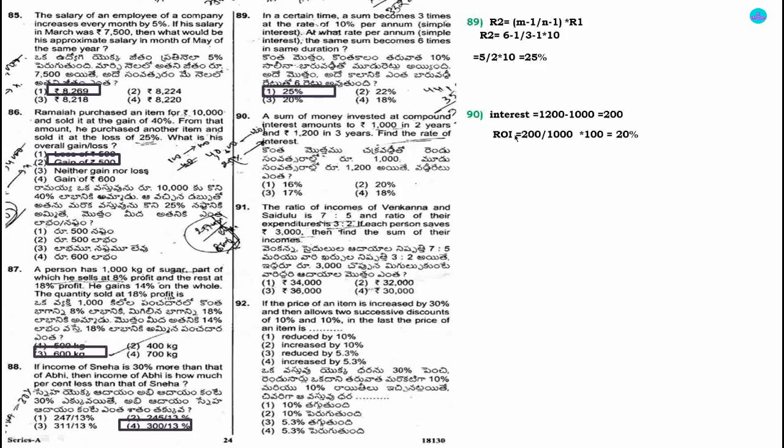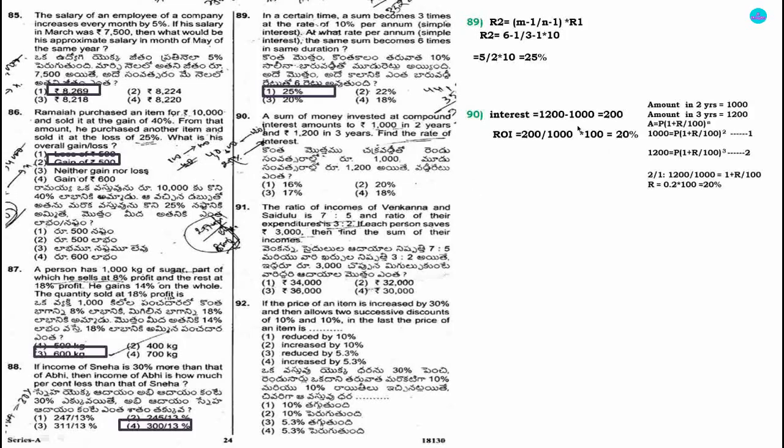Now they are asking you to find the rate of interest. So the rate of interest is equal to, what is the interest you got now? First it was 1000, then 1200. So what's the difference in the interest? 200. 200 by 1000 into 100, that is 20%. Okay, that's the way you can do it.